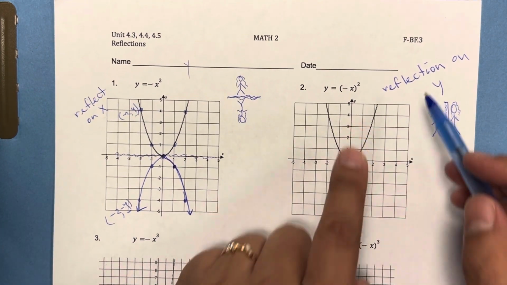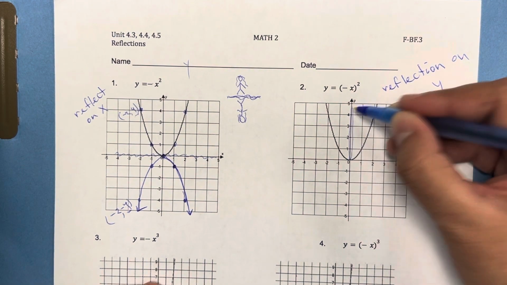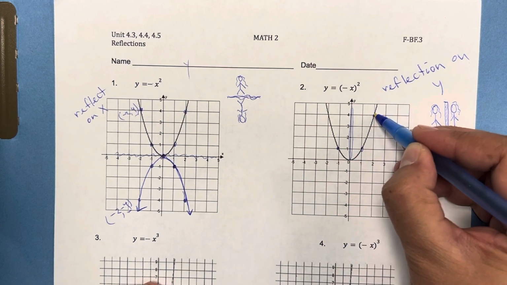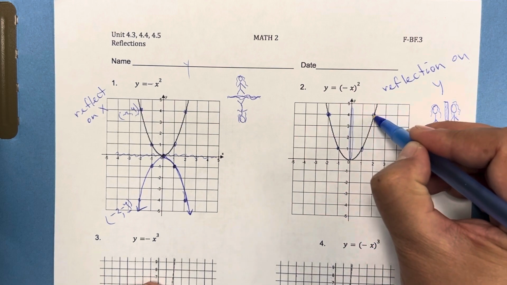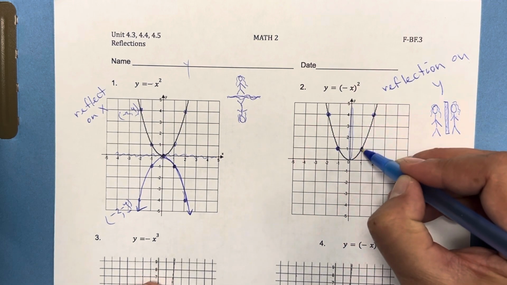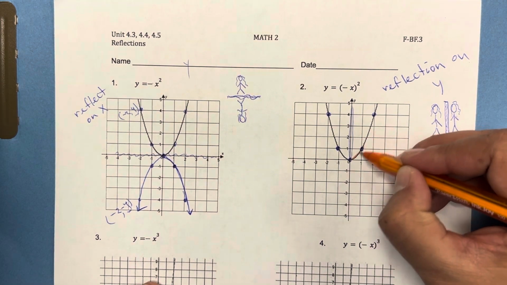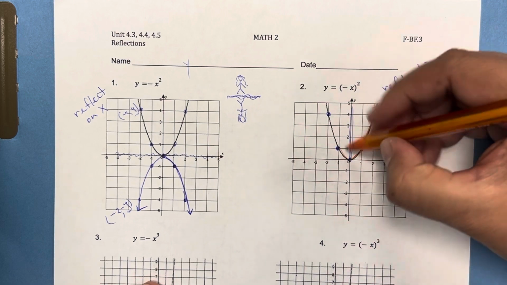In here, the reflection is on Y. That means that my mirror is this Y value. So this point goes over here. This point goes to the left. The point that was on the left goes to the right, and the point that was on the left goes to the right, and the 0, 0 stays right on the mirror. So guess what? My new graph is going to be exactly on the same spot. Okay?